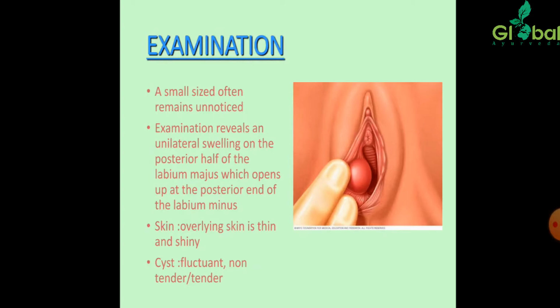The examination of Bartholin cyst. A small cyst often remains unnoticed. Examination reveals a unilateral swelling on the posterior half of the labium majus, which opens at the posterior end of the labium minus. Overlying skin is thin and shiny. The cyst is fluctuant, non-tender. Sometimes it may be tender in infectious conditions.